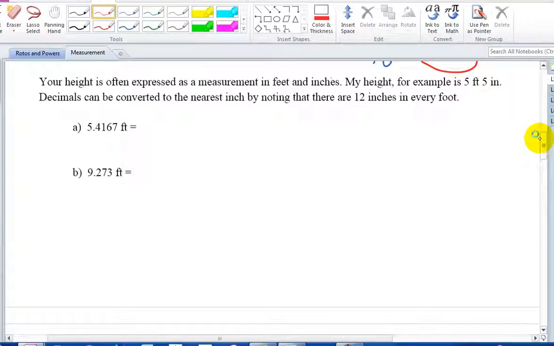Height is often expressed in feet and inches. For example, someone is 5 foot 5 inches. Noting that there are 12 inches in every foot, here we cannot have a decimal for feet. We would have 5 whole feet. But then how many inches would we have? Well, 0.4167. We multiply that by 12 because there's 12 inches in every foot. So now we're converting our feet back into inches.